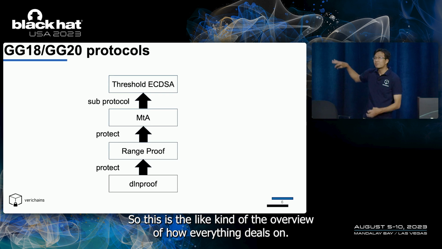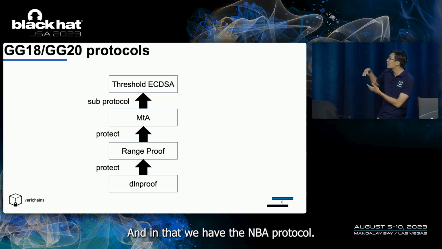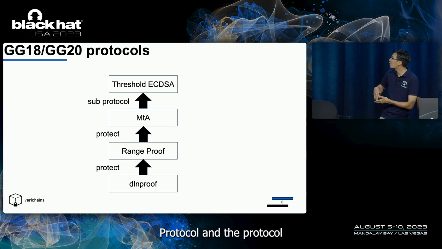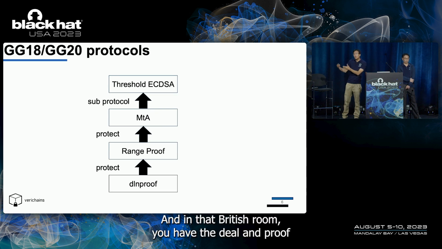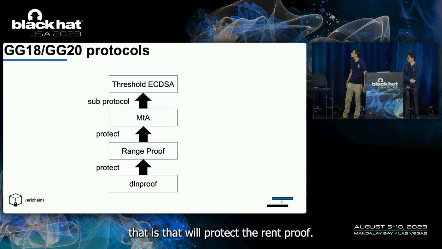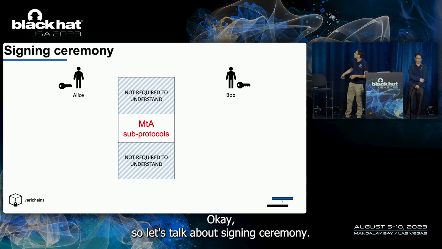Okay, so let's go through the GG18 and GG20 protocols. This is an overview of how everything builds on each other. We have the threshold ECDSA, which is what GG18 and GG20 are supposed to implement. In that, we have the MtA subprotocol, and the MtA subprotocol is protected by a range proof. And in that range proof, you have the DLN proof that protects the range proof. So we go through all of these, and let's talk about the signing ceremony.